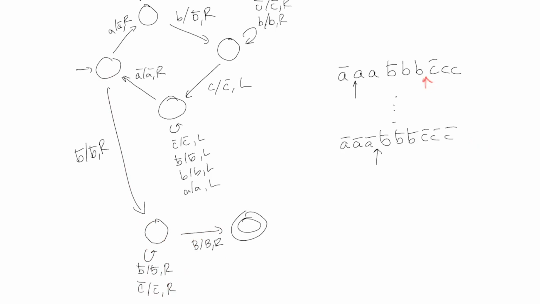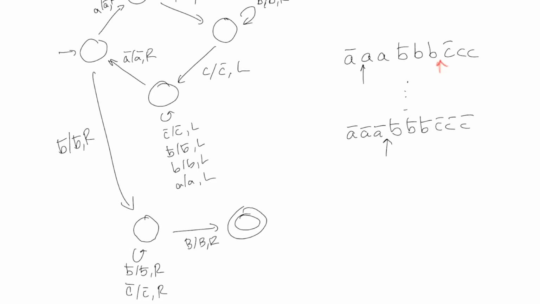All right. This is A to the n, B to the n, C to the n, non-context free. But it turns out actually Turing machines really have no problem with non-context free. The fact that it's context free or not doesn't significantly change the way that we handle it in a Turing machine.